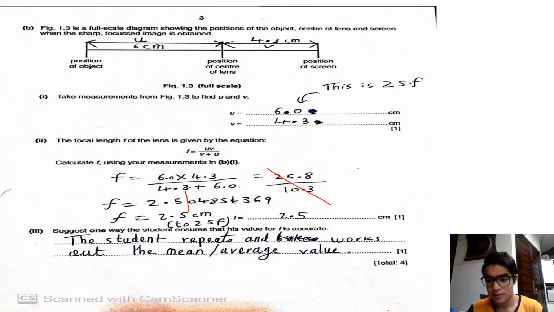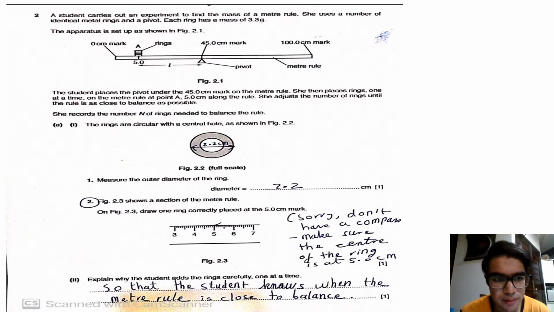Now let's move to the next slide. The second question is, students carry out an experiment to find the mass of a meter rule. She uses a number of identical metal rings and a pivot. Each ring has a mass of 3.3 grams. The student places the pivot under the 45 centimeter mark on the meter rule. She then places rings one at a time on the meter rule at point A, 5 centimeters along the rule. She adjusts the number of rings until the rule is as close to balance as possible. She records the number n of the rings needed to balance the rule.